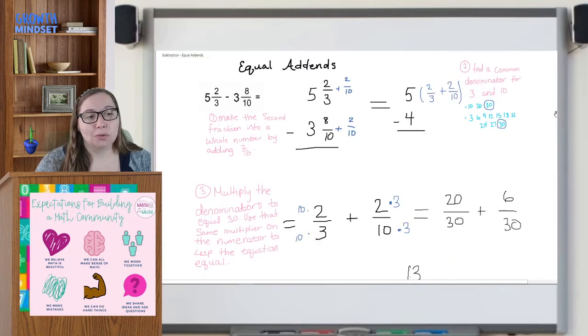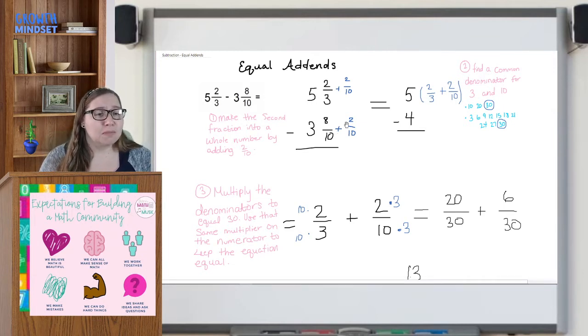So we're going to look at a second way to do this subtraction problem, and this is called equal addends. So basically, with equal addends, our priority here is to make this second fraction as nice as possible. So you might ask, what does it mean to make a fraction as nice as possible? Well, the nicest number that you could deal with is a whole number, right? I'd rather deal with a whole number if I could.